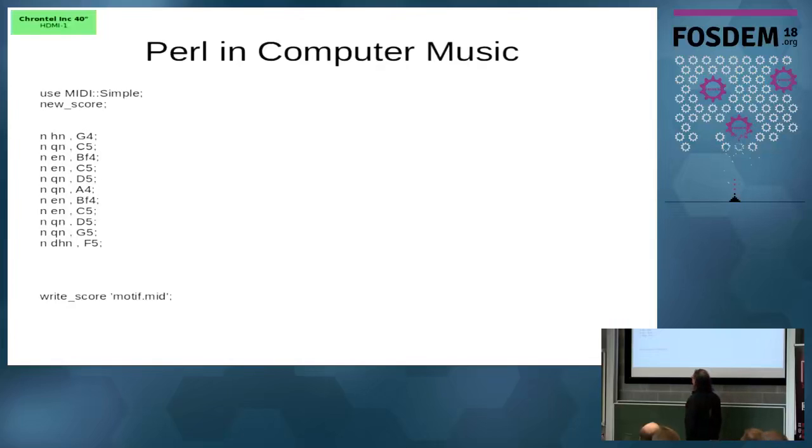And we have en, that's an eighth note. And we don't have 16th notes here, but we do have dhn, which is a dotted half note. The dot adds 50% to the length of the note. So this is very, very simple to figure out.